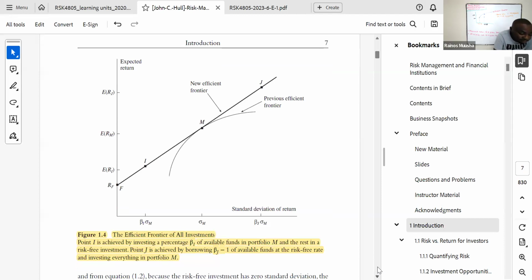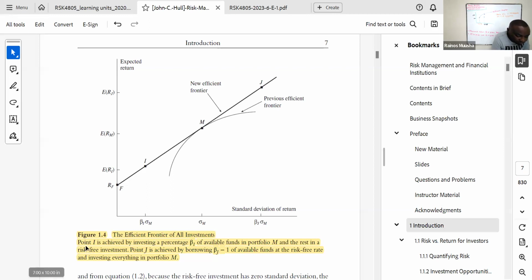And this is the efficient frontier of all investments. So this basically gives you the efficient frontier of all investments. And our aim is basically going to be, our sweet point is going to be point M, because at this particular point M, this is basically the tangent point between the previous efficient frontier that we saw and the new efficient frontier as well.